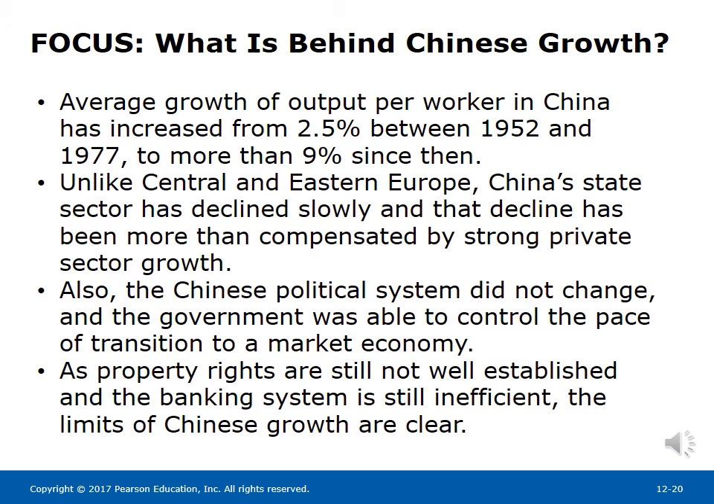Focus: what is behind Chinese growth? Average growth of output per worker in China has increased from 2.5% between 1952 and 1977 to more than 9% since then. Unlike Central and Eastern Europe, China's state sector has declined slowly, and that decline has been more than compensated by strong private sector growth. Also, the Chinese political system did not change, and the government was able to control the pace of transition to a market economy. As property rights are still not well established and the banking system is still inefficient, the limits of Chinese growth are clear.